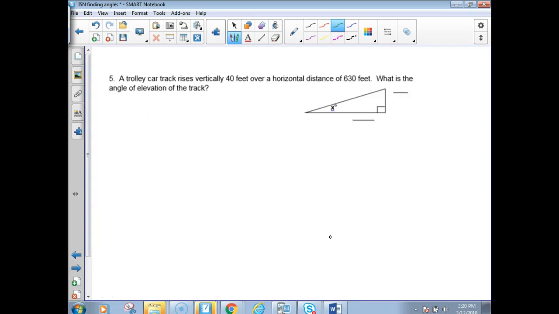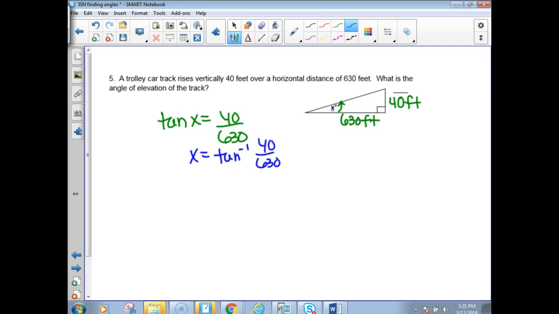Number 5, we got a trolley car track rising vertically 40 feet. Vertical would be the up and down. I don't know why that blank is way up there. I'll put it where it goes. All right, so this is 40 feet, and then the horizontal distance of 630 feet. That would be going at the bottom. What's the angle of elevation of the track? So we want to find this angle that opens up from the horizontal. That's going to be the tangent. The tangent of x equals 40 over 630. We will type on our calc second tan, 40 divided by 630.